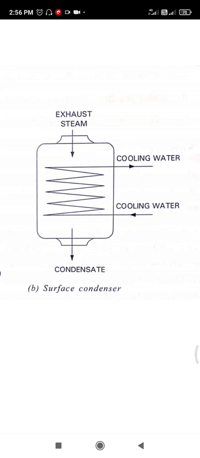Any type of water can be used as a cooling medium. Air leakage is comparatively less, hence less power is required to operate the air pump.